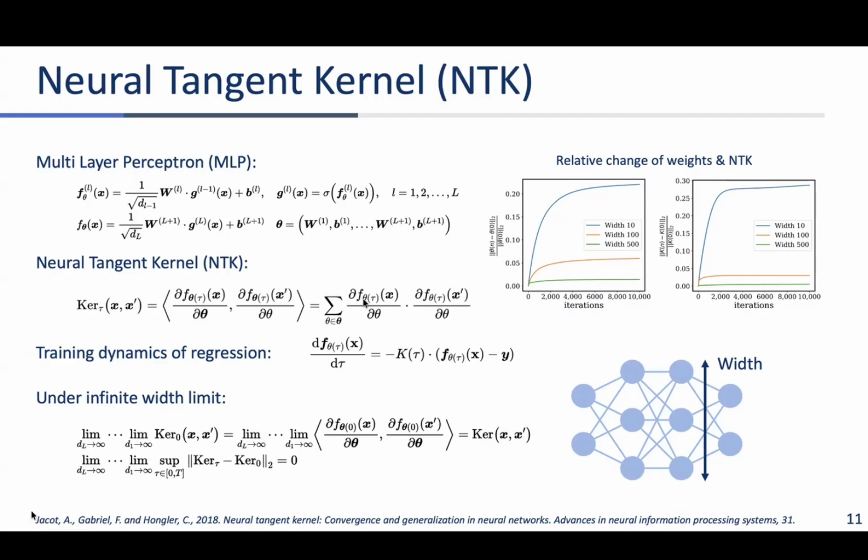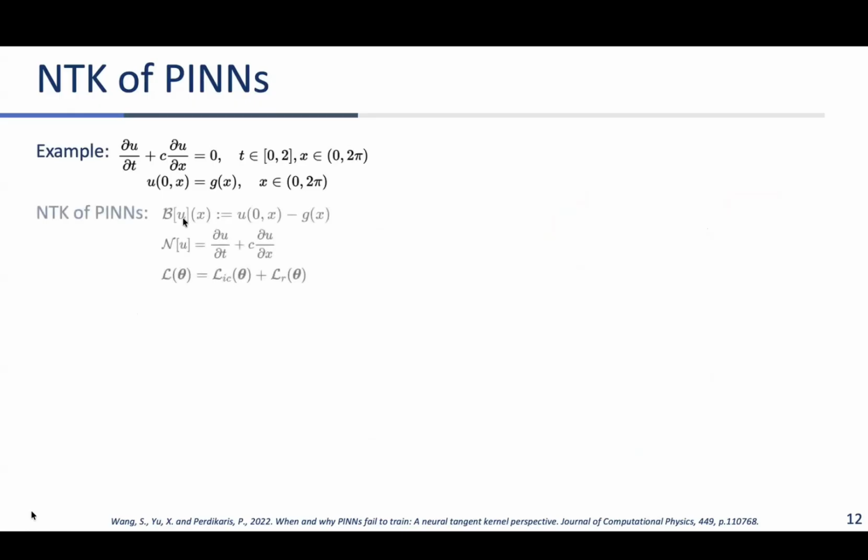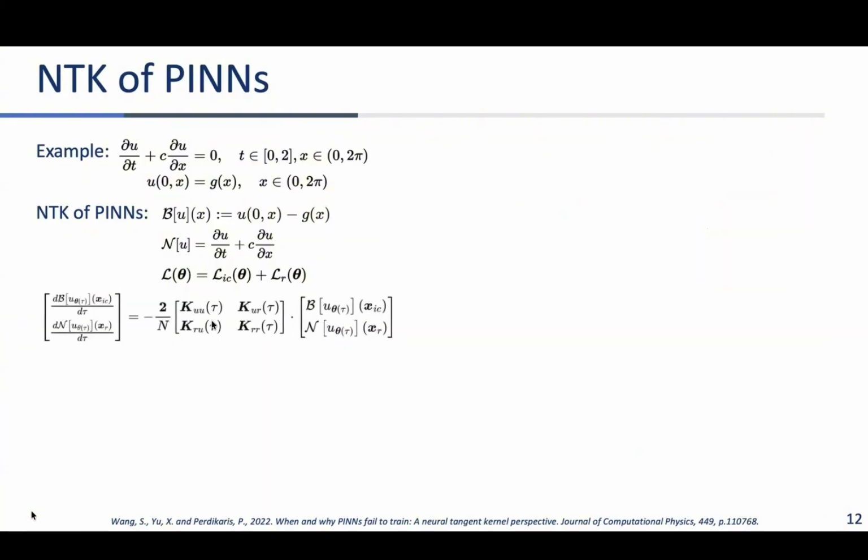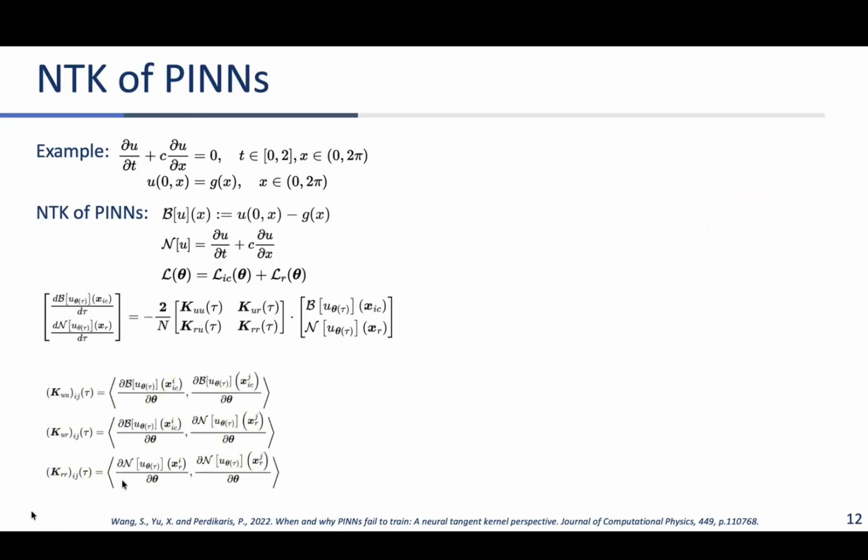Actually, we can apply the same theory to PINNs and analyze their training dynamics. Here we still consider the same model problem, the linear advection equation, by introducing notations like the boundary operator and the differential operator, and we consider the same loss function. Then we can derive the training dynamics of PINNs. This time, the coefficient matrix becomes a block matrix with the detailed definition shown below. And similarly, we can define this coefficient matrix as the NTK of PINNs, and we use the same notation of K tau.